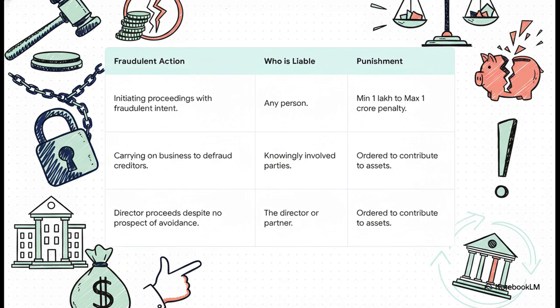Ouch. But it gets even more serious. What if you're a director and you're caught running the business specifically to defraud creditors? Or you keep trading, knowing full well there's no hope of avoiding insolvency. In that case, the court can order you to personally pay up, to contribute your own money to the company's assets. We're not just talking about fines anymore. This is about making sure the system is respected.